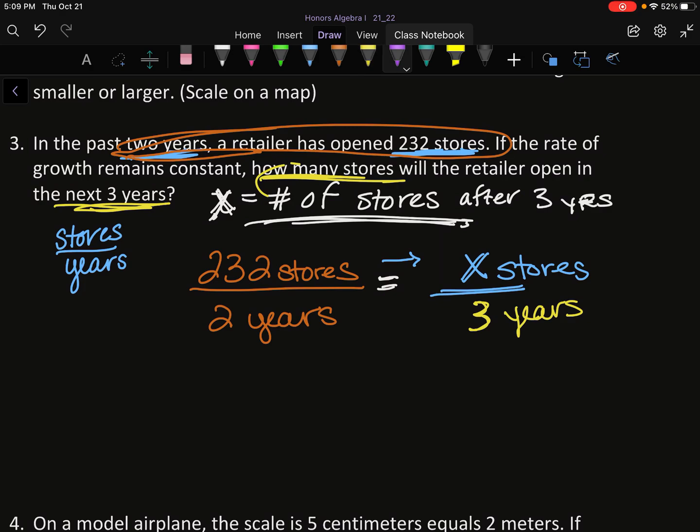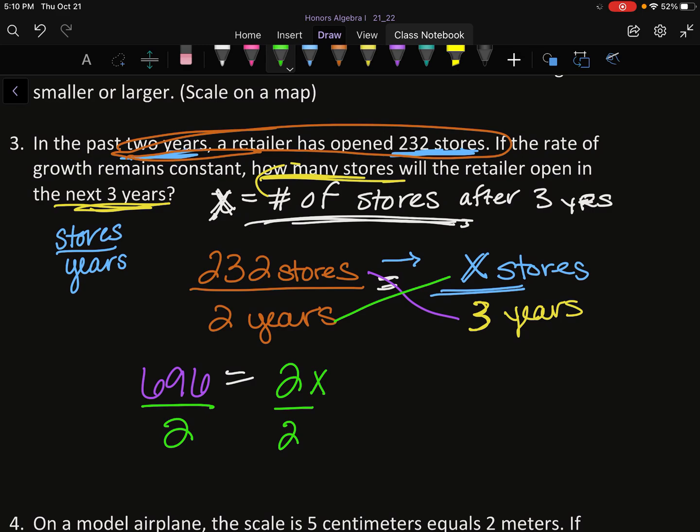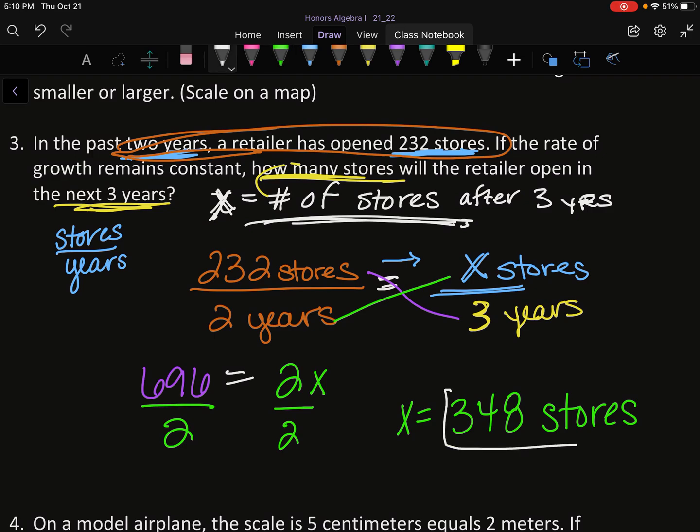We cross multiply. 232 times 3 is 696. And that is equal to 2 times X, and then divide by 2. 348. And that's 348 stores. So make sure you're labeling, it's informative. I only have the answer just like that, so label it to be informative.